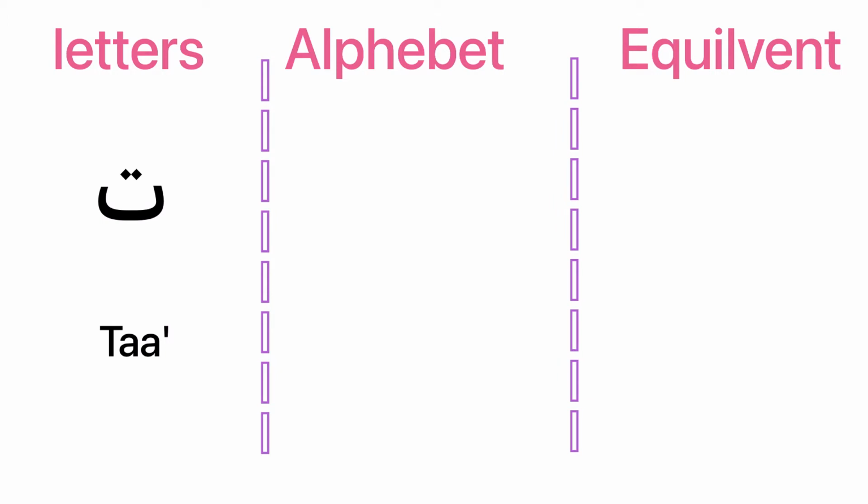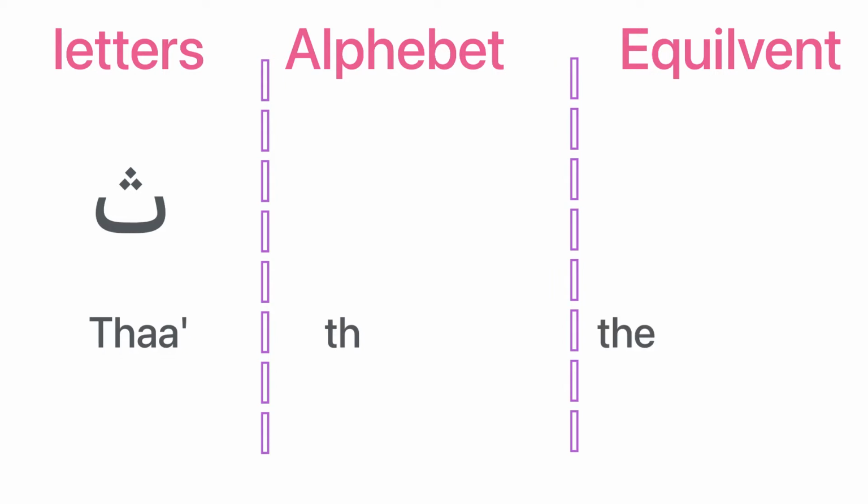Our third letter is the letter ta. Ta is aligned with the alphabet T for tall: ta, tall. Next comes tha, for th, the two letters next to each other. More like the, but try to sound it like the.